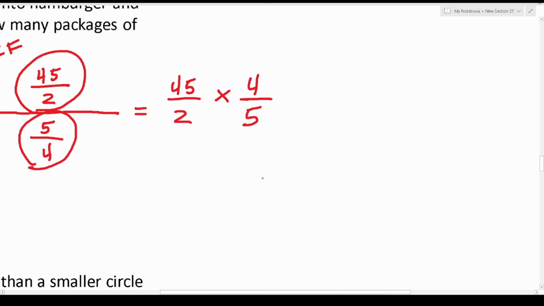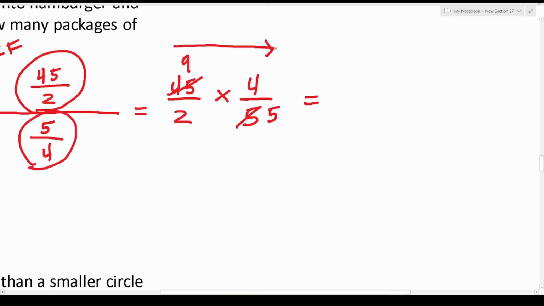But that said, I want to reduce this before I multiply straight across. Again, I know 5 and 45 share a common factor of 5. Again, 5 goes into 5 one time. 5 goes into 45 9 times. Okay, so this makes the math a little bit easier. Let's go ahead and work this out now.